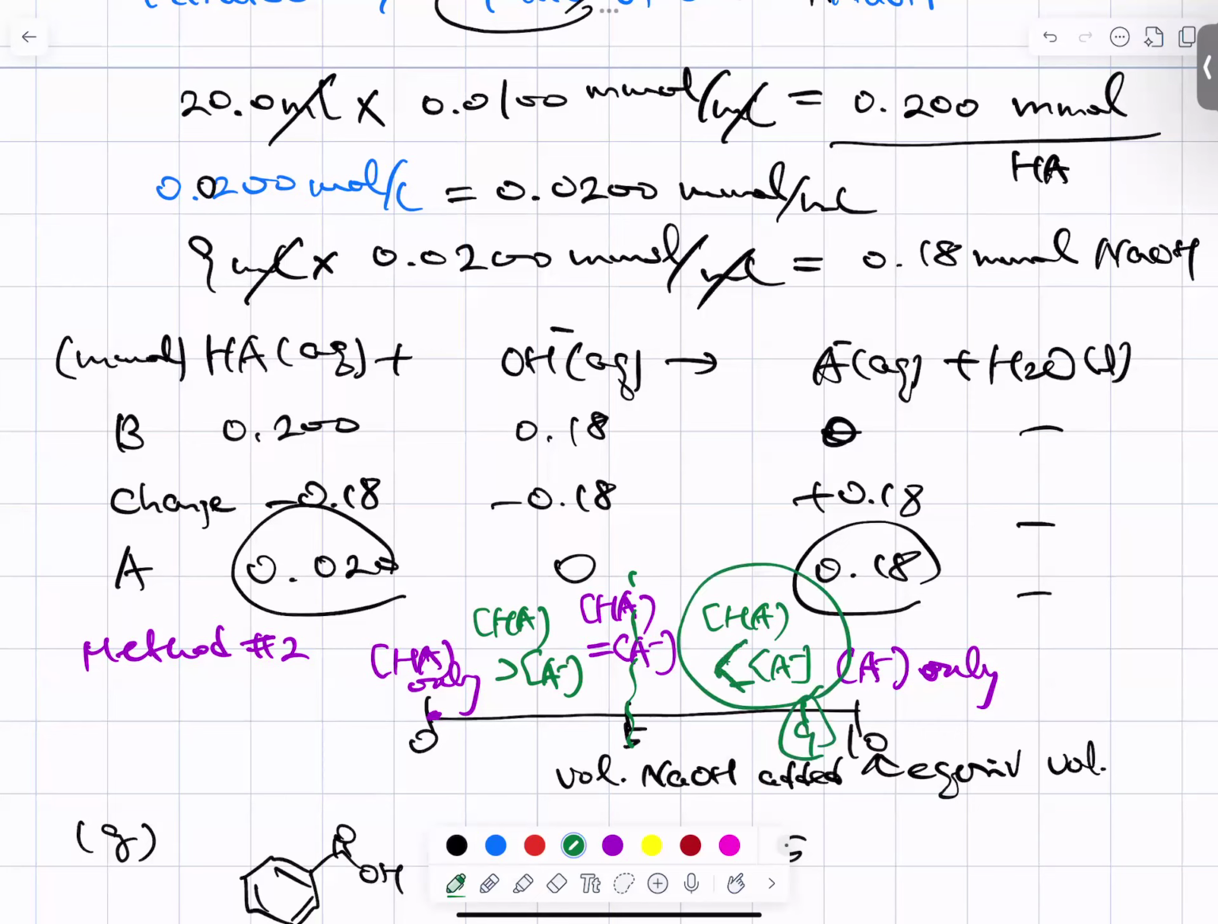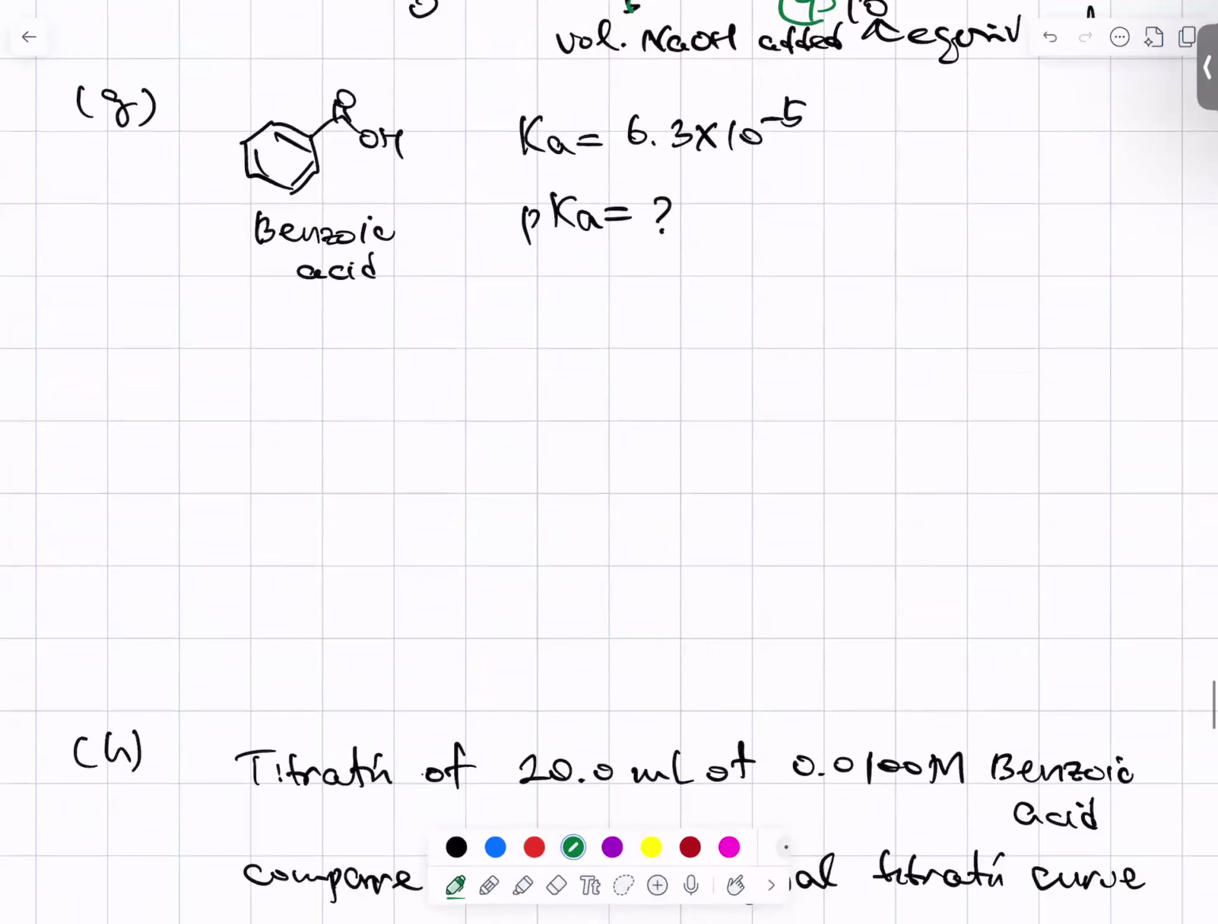And above, I showed quantitatively how much the A negative concentration, the conjugate base concentration, is more than the HA concentration. So method 2 is good enough for this problem. Now let's move up to finish this problem.